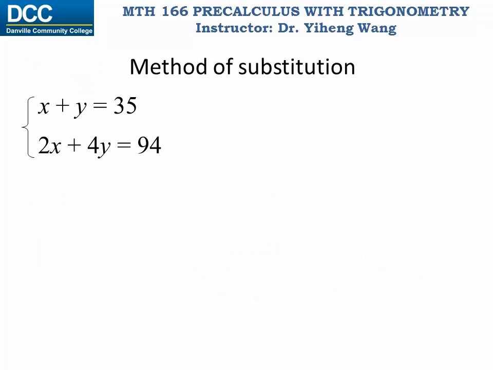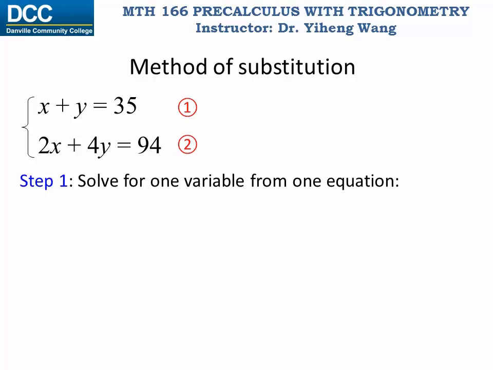There are many methods to solve for a system of equations, and in this video we will introduce one of the most basic methods, the method of substitution. For convenience, let's number our equations, equation 1 and equation 2. And the first step is to solve for one variable from one equation as an expression of the other variable. It is up to you to decide which equation you want to start working with first, and also which variable you want to solve for first.